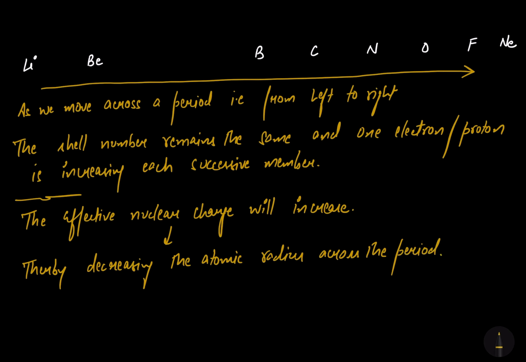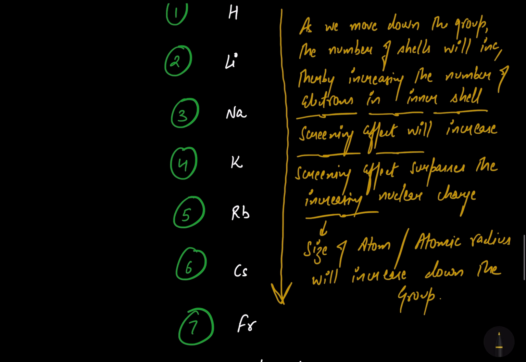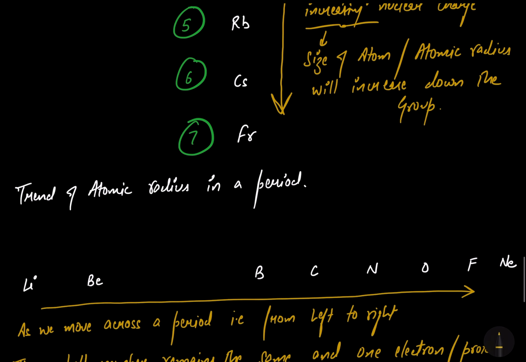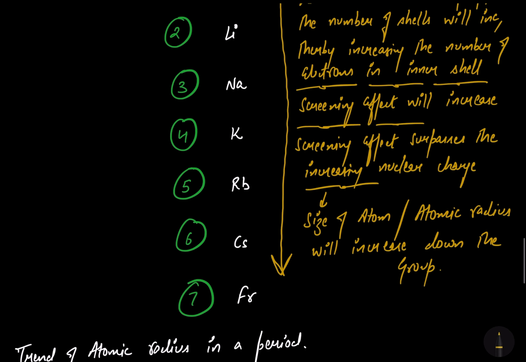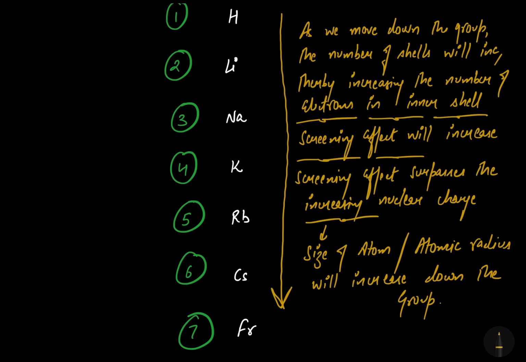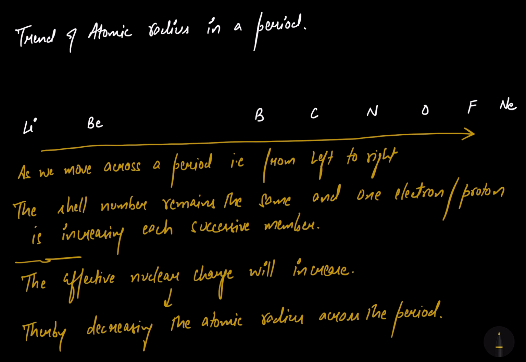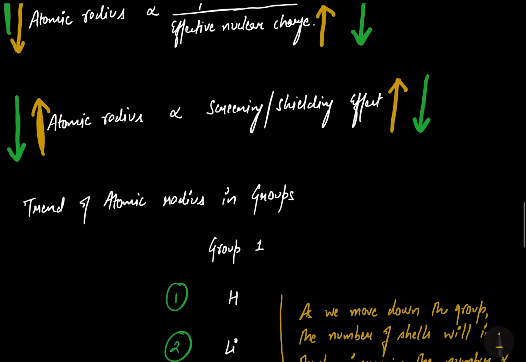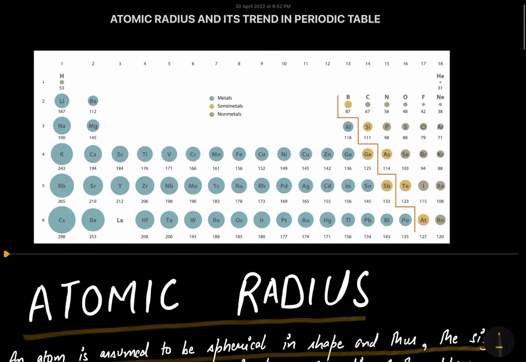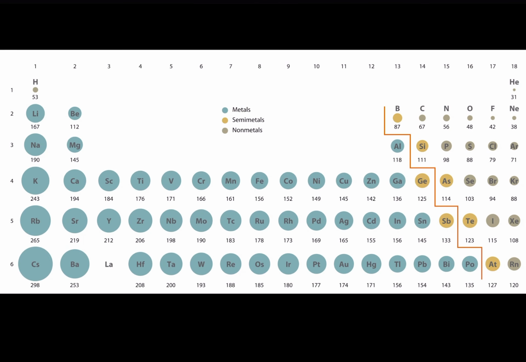So what we got in this lecture is that the atomic radius increases down the group, and the atomic radius decreases across a period. Now let me show you one thing. Here you can easily observe that.